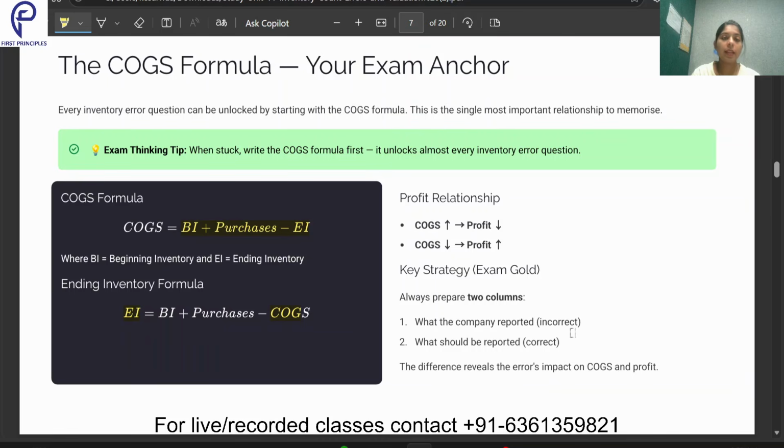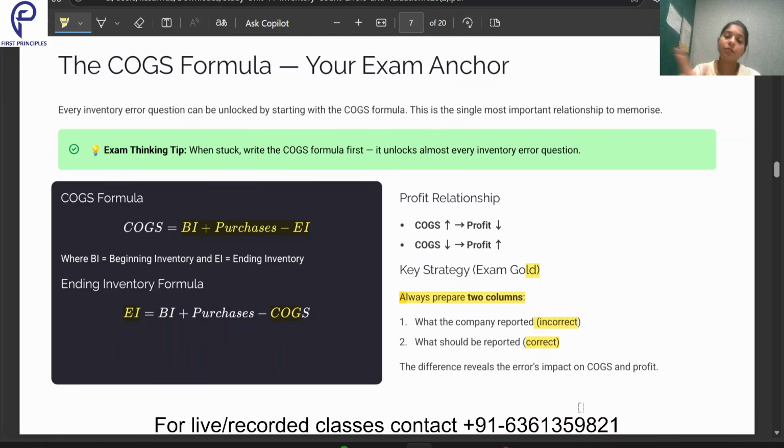So in the examination, whenever you have any questions related to incorrect reporting or correct reporting, how should we go about it? We should always prepare two columns. On one side we write what the company reported, that is the incorrect data. On the other side we write what should be correct, and the difference reveals the impact on COGS and profits. When we do the questions, this will be even clearer to you guys. But in the exam, the approach is two columns: on one side whatever the company reported incorrectly, and on the other side the actual figures.